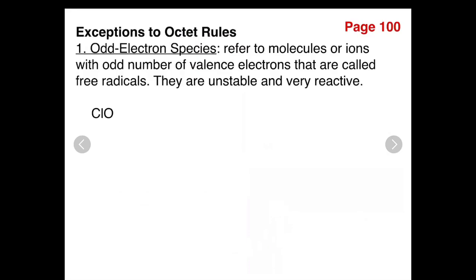An example of this is chlorine monoxide, ClO. This is not I, this is Cl. If you count the total valence electrons, it comes out equal to 13, right? So 7 from chlorine, 6 from oxygen.